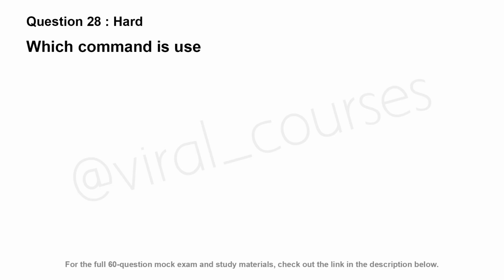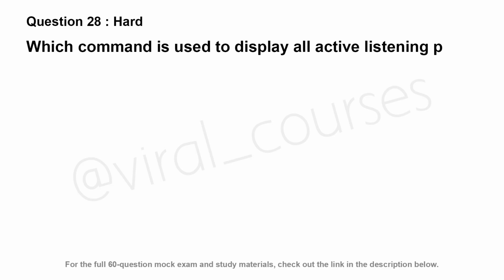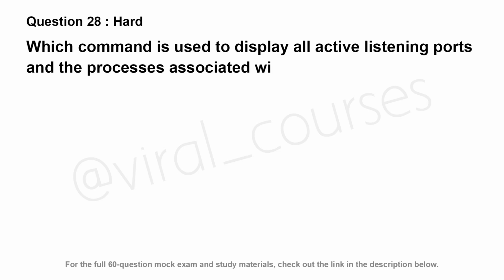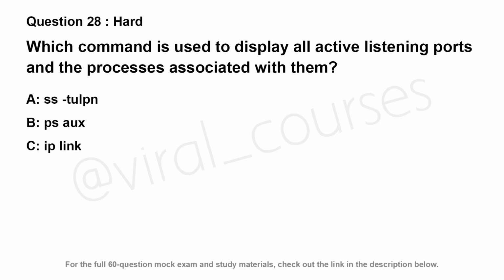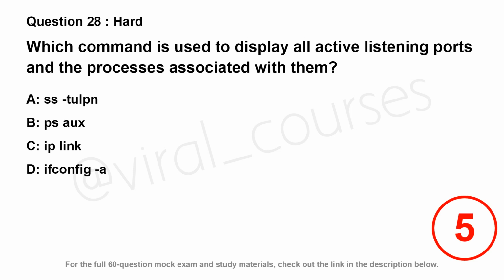Which command is used to display all active listening ports and the processes associated with them? Option A, ss -tulpn. Option B, ps aux. Option C, ip link. Option D, ifconfig.